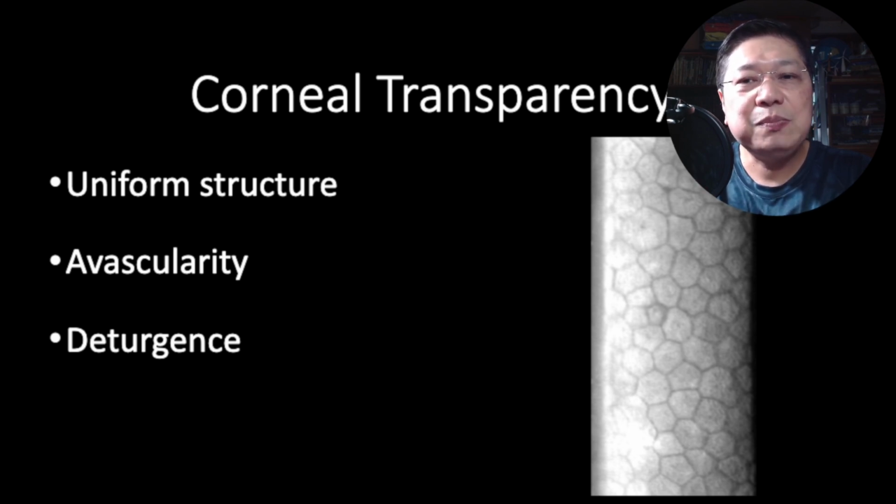And this is a picture. The light bar is a picture of your endothelium. So this is called a specular microscopy.